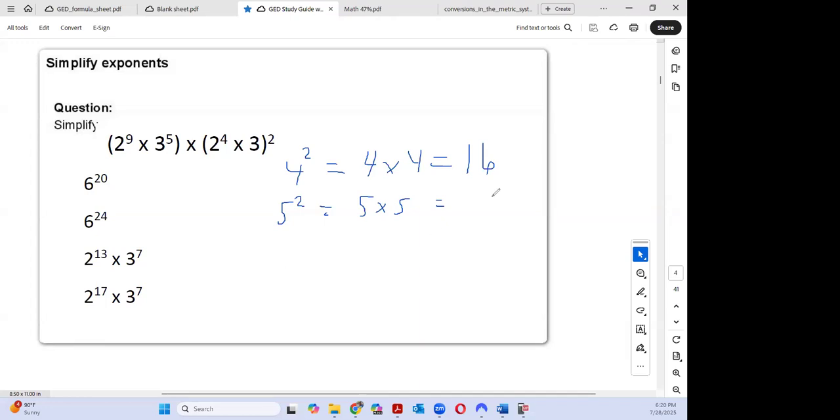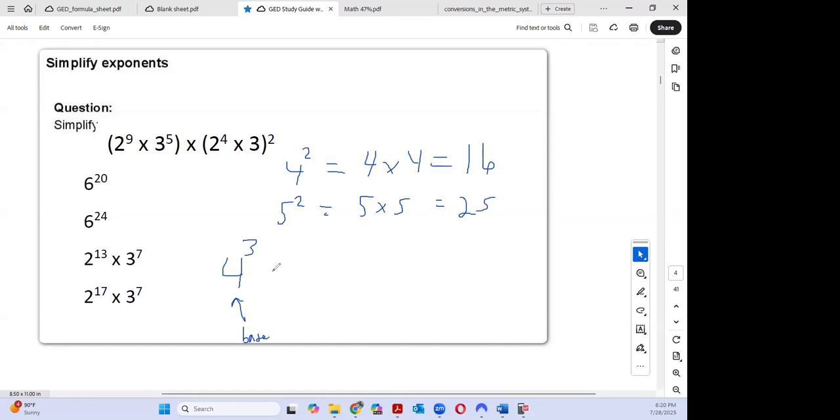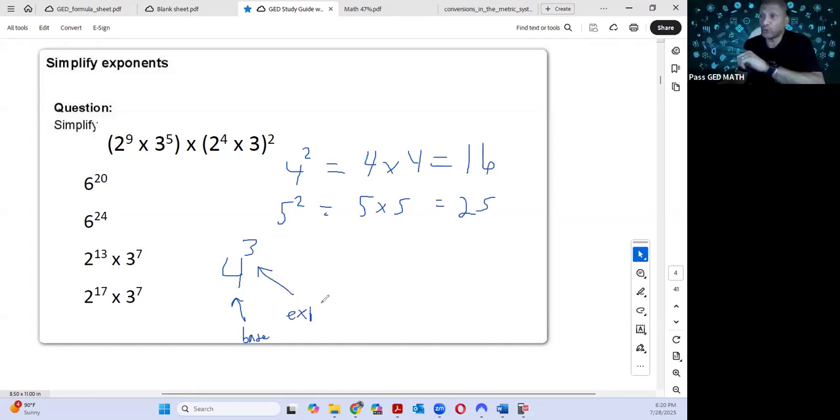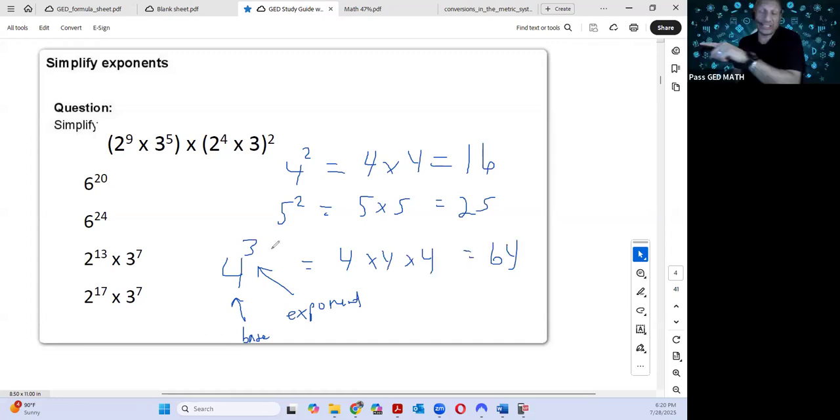That's 25. So this is the important thing about exponents, right? This is your base. This is your exponent. You are multiplying the base the number of times of the exponent. So 4 to the third is 4 times 4 times 4, which is 64. So this is cubed. This is 4 cubed.